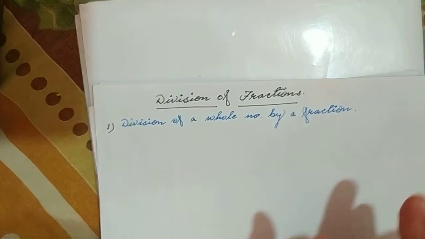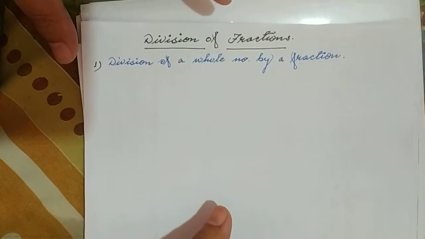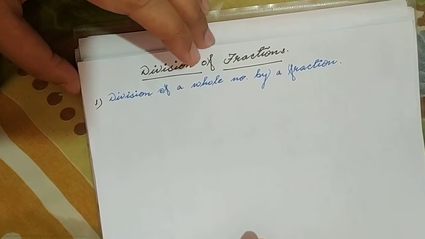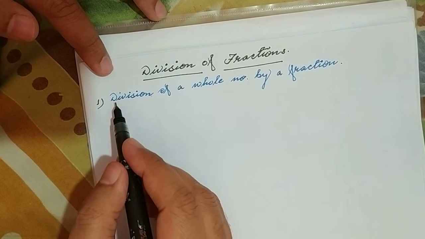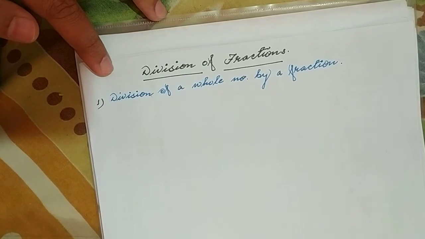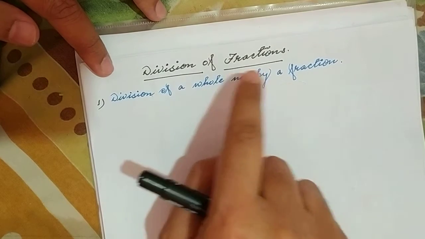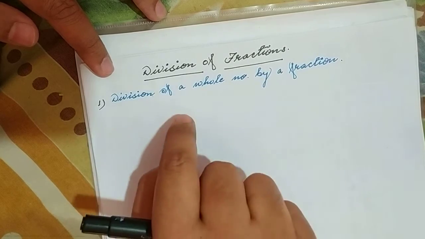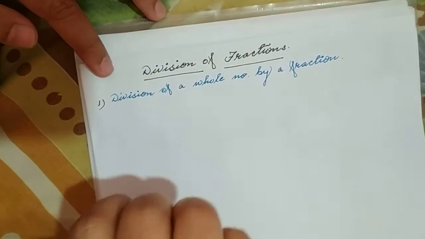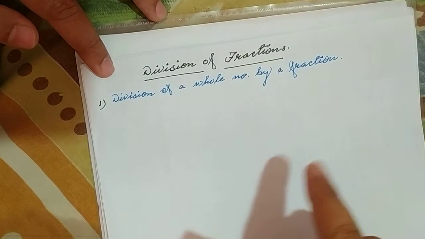We remember for the reciprocal, in division of fraction, first of all, here is given division. Some topics are there, how to divide a whole number by fraction, a fraction by a whole number, a fraction by a fraction. 3 points are there. One by one we all will discuss.